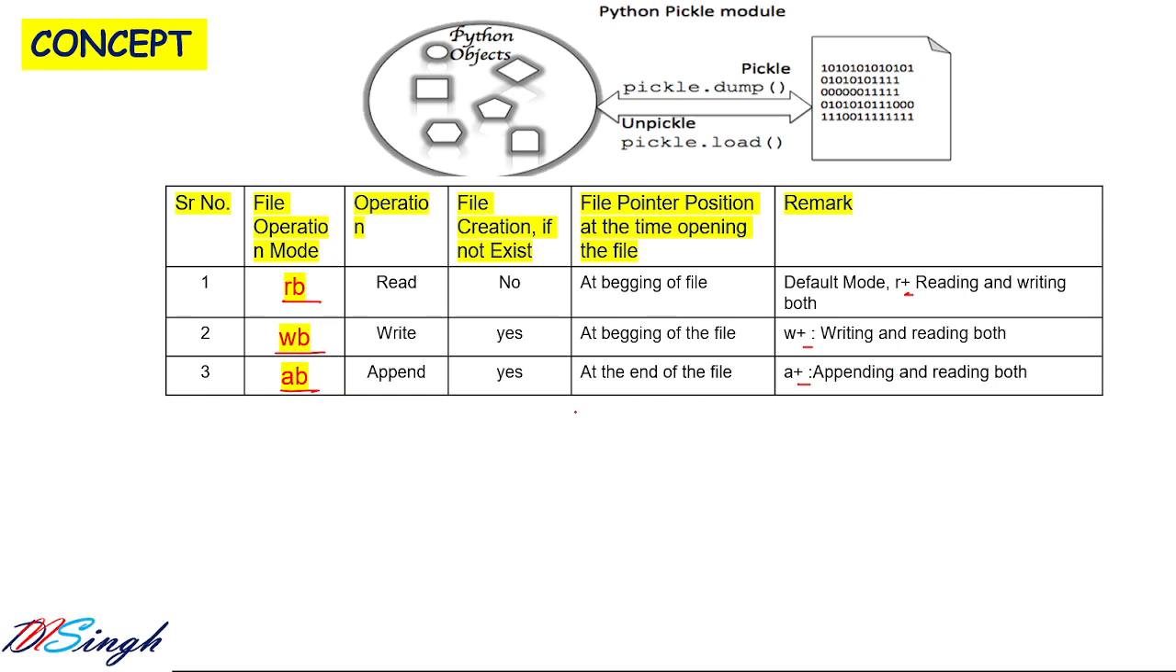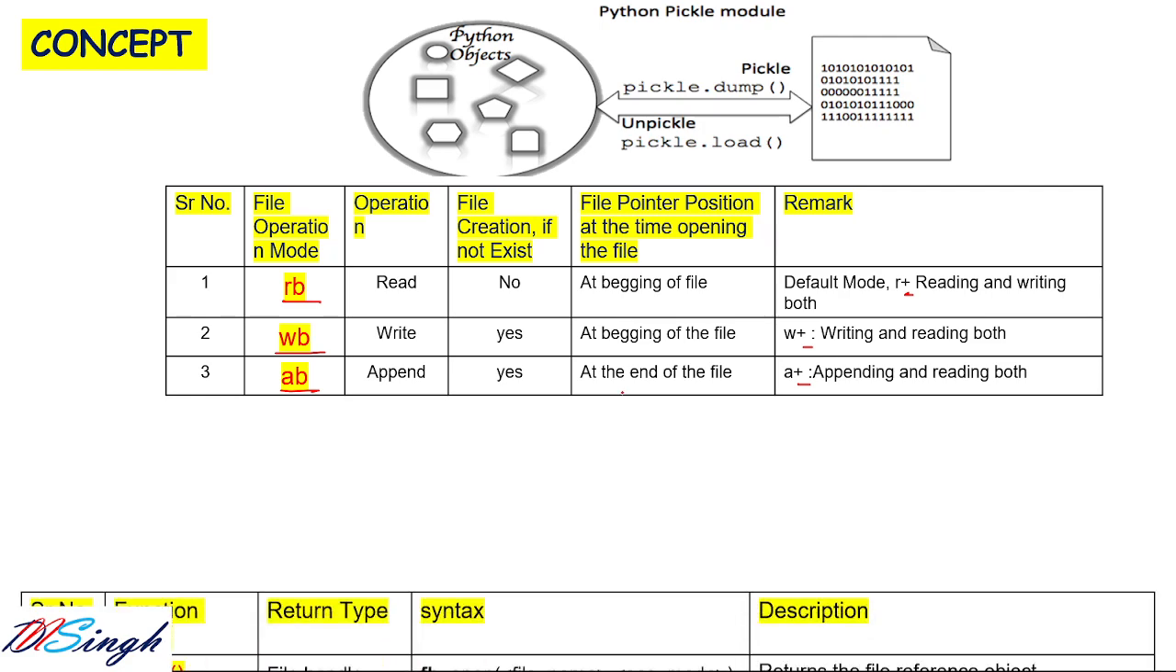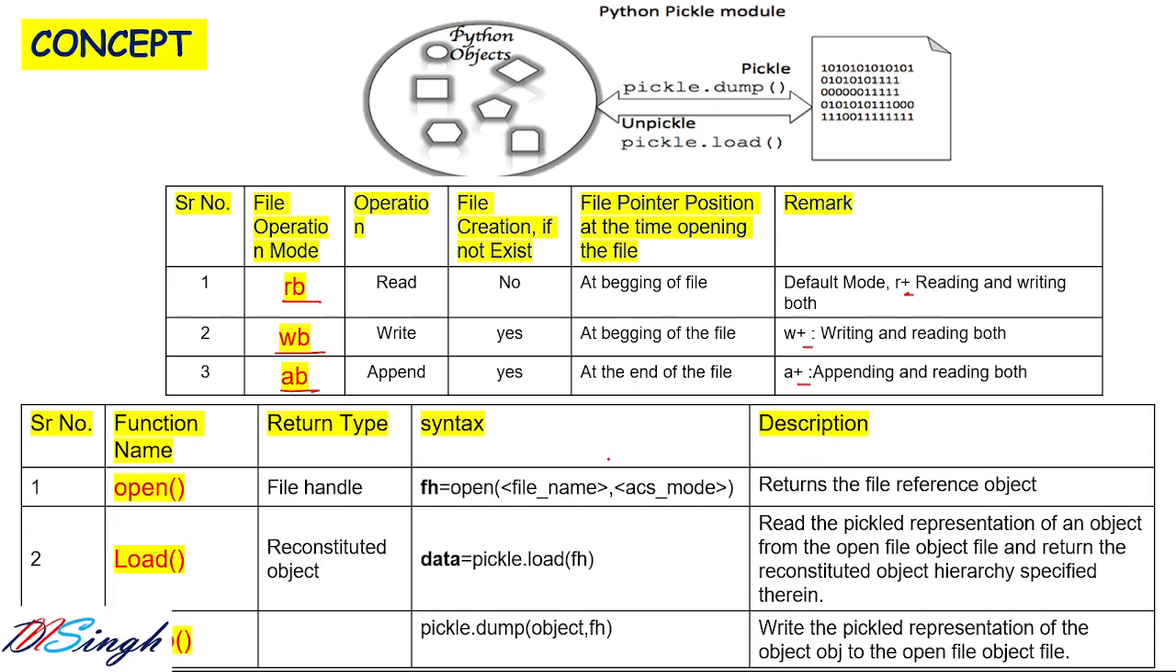What are those two functions that we need to keep in mind while solving such type of questions? First is the open function itself. We know about the open function. Open function will return a file handle to that particular file, so this is a file reference. And the next is load. It is going to load the content present inside the file or construct the object. So the load function does unpickling, that is, deserialization.